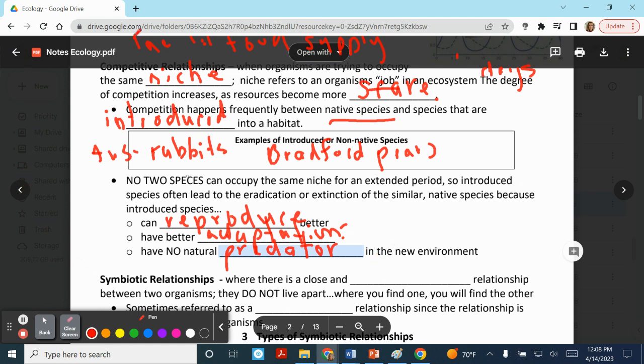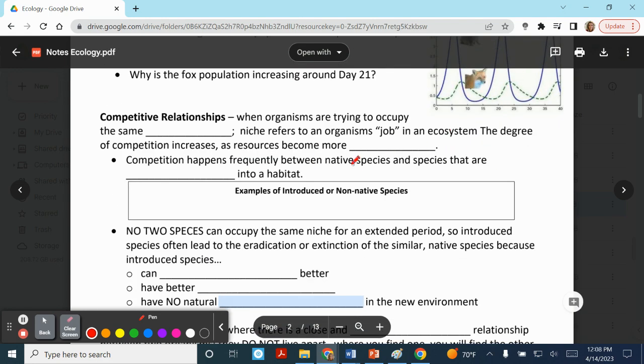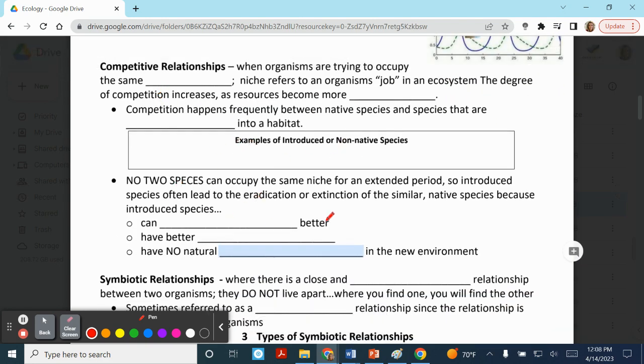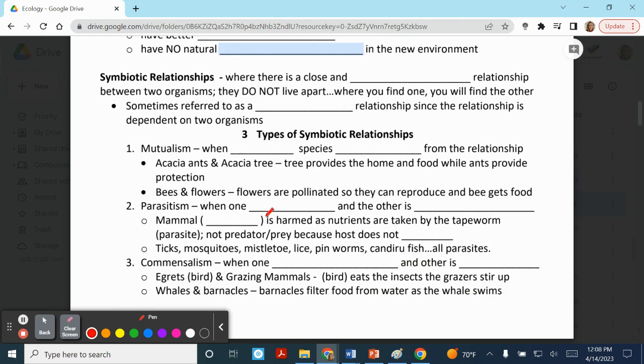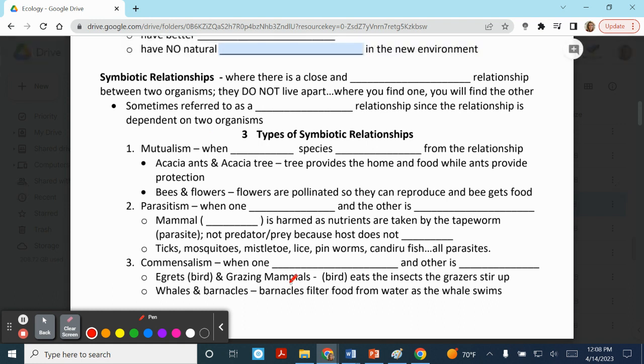All right. So, again, just to summarize the 3 types of relationships here, we have our predator prey. So, one is consuming the other one for energy. Competitive, they're after the same resources. And if they're in competition, there's limited resources, one can drive the other one to extinction. And then the third one is what we call symbiotic relationships. So, in a symbiotic relationship, we have a close and permanent relationship.